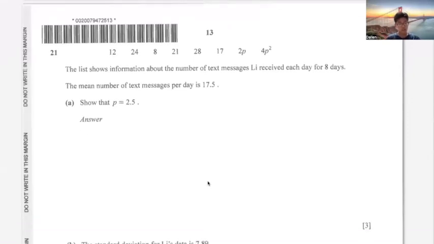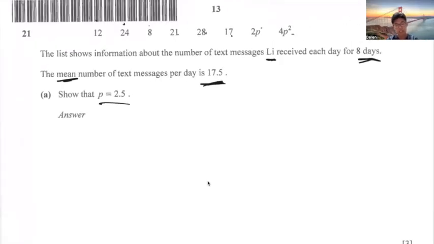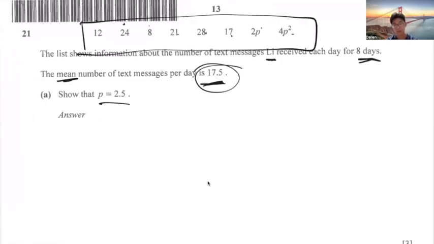Okay, so for question 21, the list shows information about the number of text messages Lee receives each day for 8 days. For 8 days, right? So it's first, second, third, fourth, fifth, sixth, seventh, eighth day. The mean number, average number of text messages per day is 17.5. Okay, so show that p is 2.5.